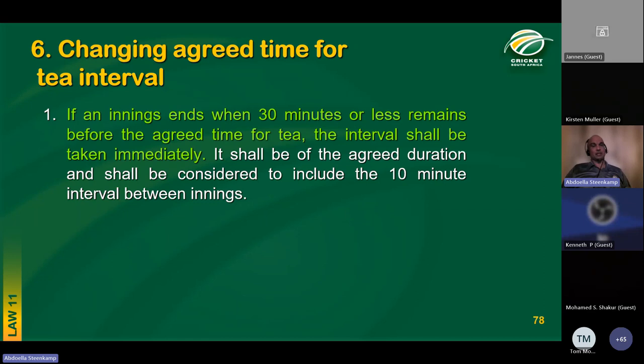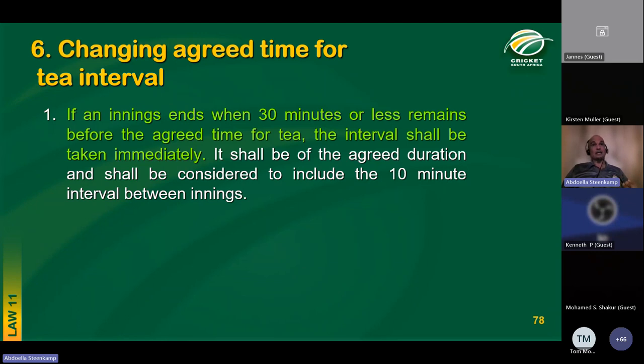This is 20 minutes to go till tea. Now, law tells us, if an innings ends 30 minutes or less before tea, we need to take tea immediately, and tea will be our agreed time. So in our example, when South Africa was dismissed at 14:40, this is less than 30 minutes to go till your scheduled tea interval. So you'll take your tea interval immediately.